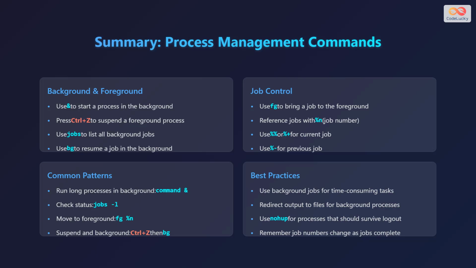Reference jobs with %n to specify the job number. Use %% or %+ for the current job, and %- for the previous job. Some common patterns include running long processes in the background using command &. Check the status of jobs with jobs -l. Move a job to the foreground with fg %n, and suspend a job and move it to the background using Ctrl+Z, followed by bg.